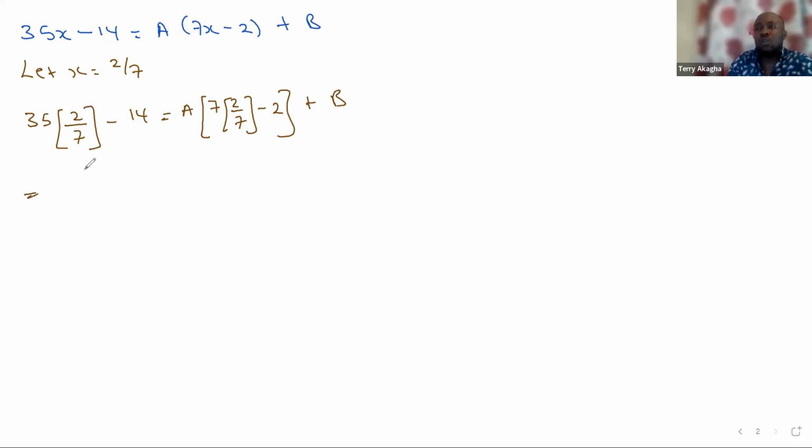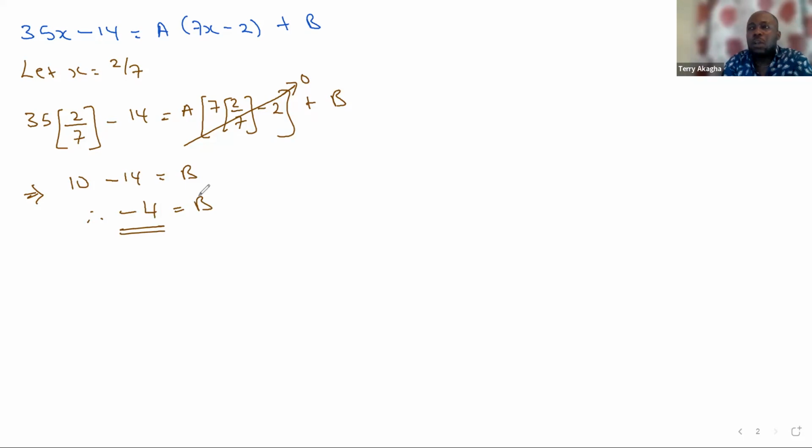Now, 7 here, 5. 5 times 2 will give you 10 minus 14 is equal to, all this will become what? 0, b. So therefore, the b now is going to be equal to what? Minus 4. Okay? And b is equal to minus 4. Easy. Now, we found our b to be equal to minus 4. Now, how are we going to find our a?